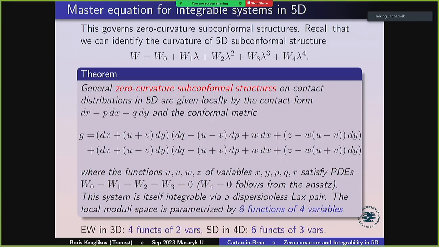So that's a story for those who like enumeration. Einstein equations for Weyl equations in 3D: 4 functions of 2 variables; self-duality in 4D: 6 functions of 3 variables. So here it's 8 functions of 4 variables, and we don't know what's going on.